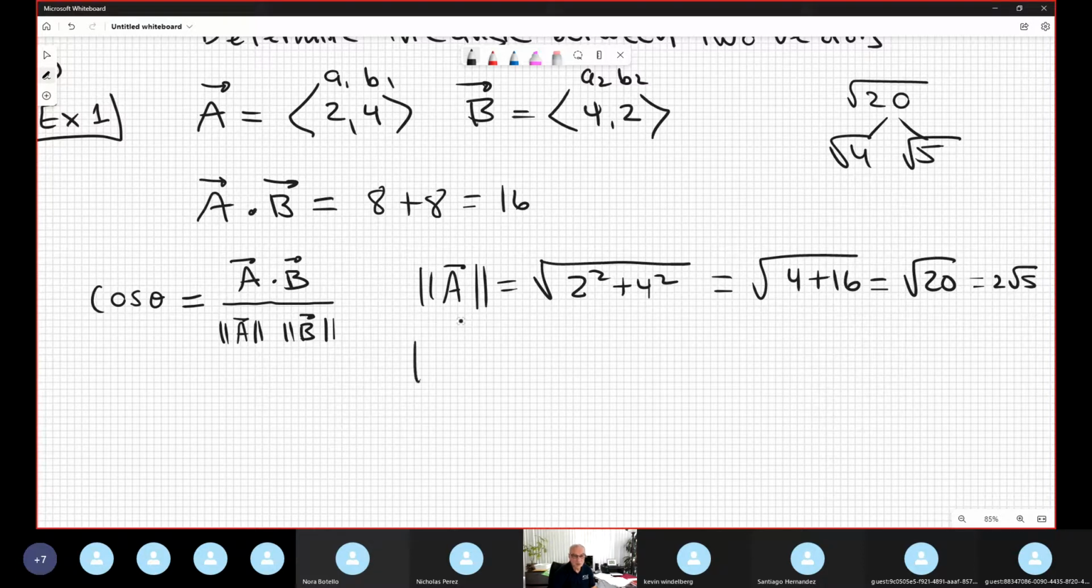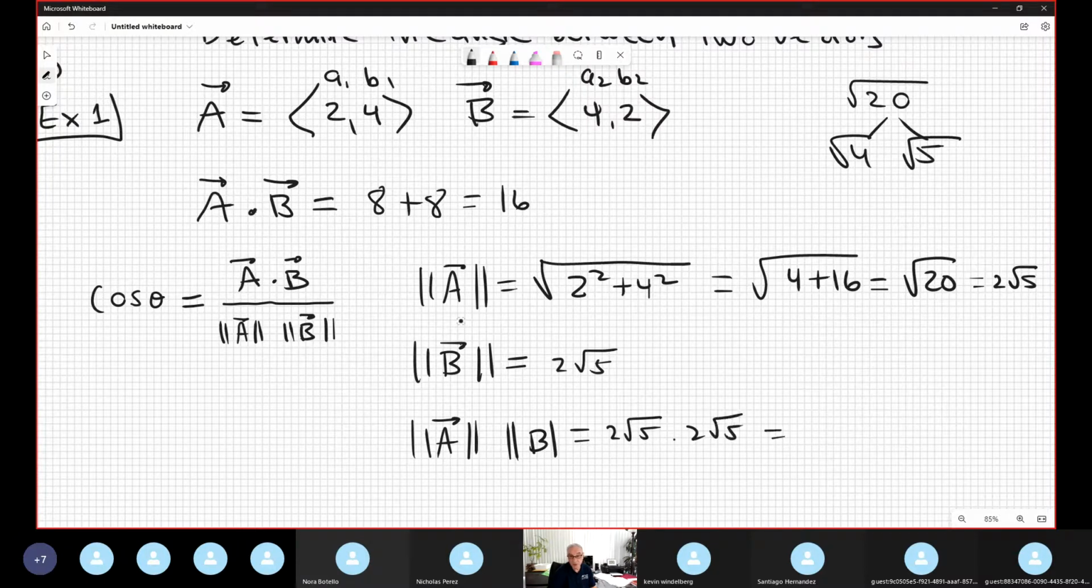Okay, and magnitude B, by coincidence, is the same because the only thing I did intentionally was switching the components. It's also 2 radical 5. So now the multiplication, magnitude A times magnitude B, obviously is 2 radical 5 times 2 radical 5, which is 4 times 5, which is 20. As expected. In this specific example, it's a coincidence.